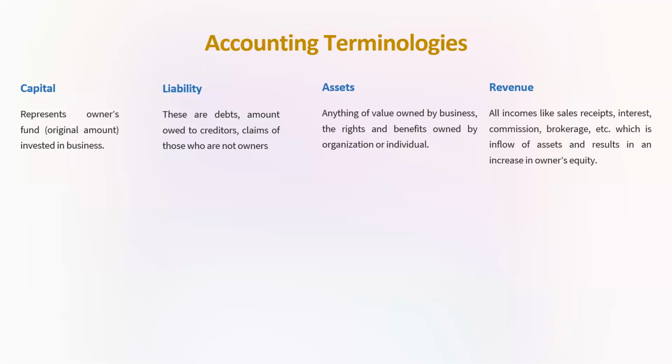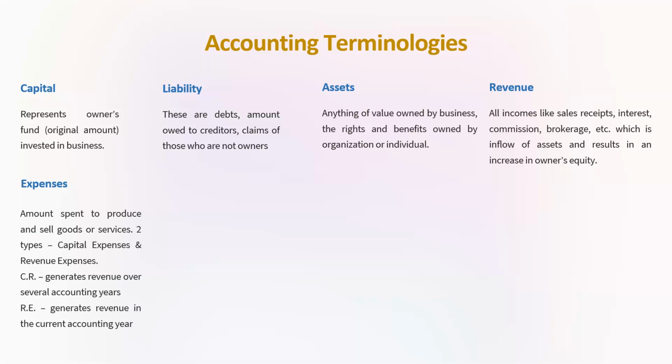And then we have revenue. Revenue is something which comes as income, all the income gained by the business. So through sales or commissions received or interest received or rents collected, in whatever way there is an income coming into the company's accounts, that is, coming into the company's bank account. That is considered as revenue.